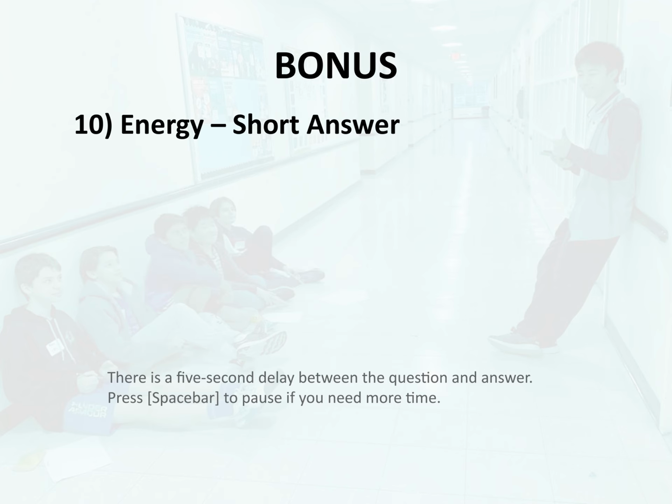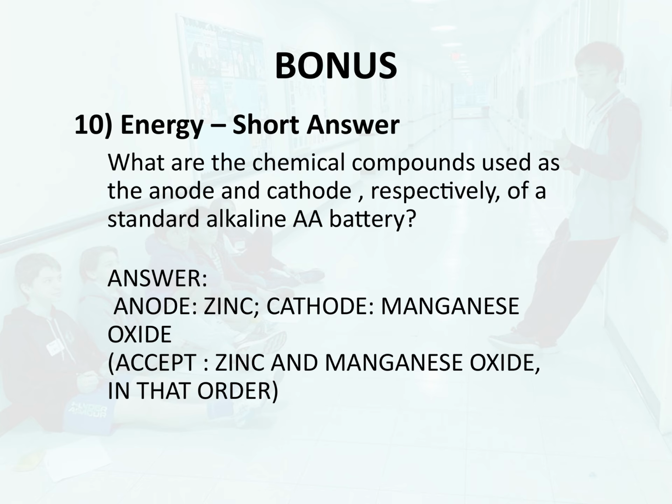Bonus 10. Energy, short answer. What are the chemical compounds used as the anode and cathode, respectively, of a standard alkaline AA battery? Answer: Anode, zinc; cathode, manganese oxide.